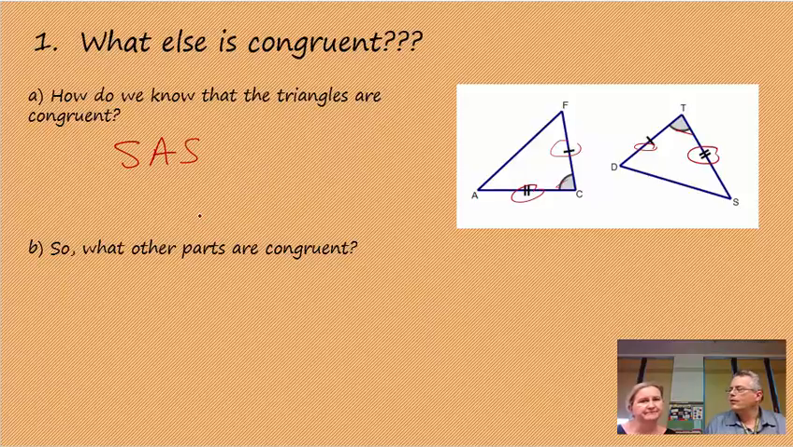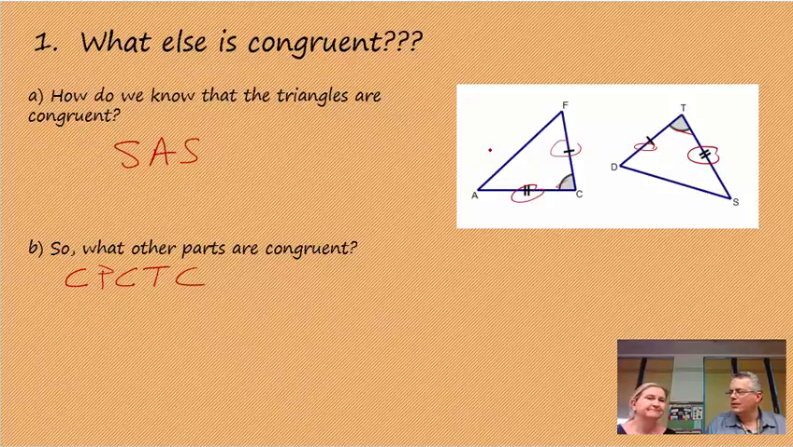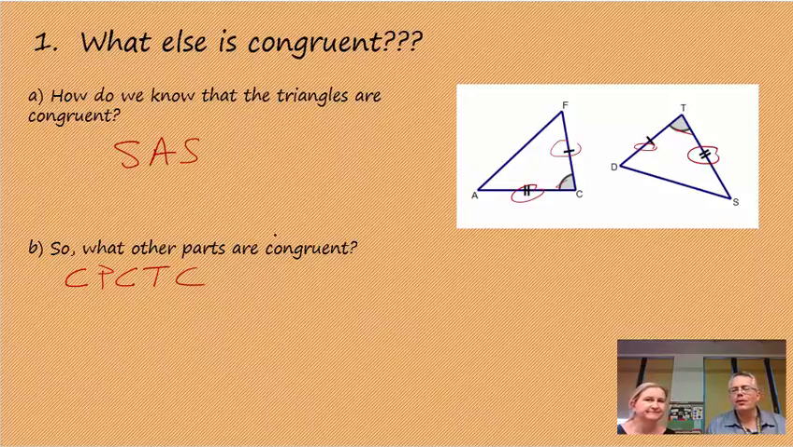Now that we know the triangles are congruent, we know all of their matching parts are congruent. And that's the idea behind CPCTC. Corresponding parts of congruent triangles are congruent. That means that if we know the triangles are congruent, all their corresponding parts have to be equal. All of the angles. We only needed those three things to conclude the triangles are congruent, but now we know everything is.